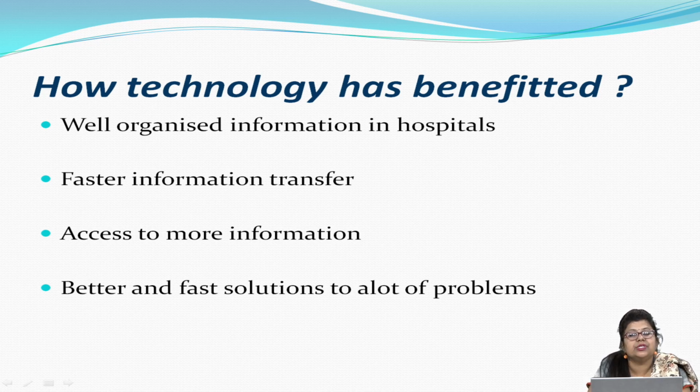Access to more information. Suppose a particular person is suffering from a particular disease, and a similar case has occurred in the past, and the diagnosis has been done and that patient is alive, but the case is critical at this time, so reference can be easily taken from the previous case. So access to more information can be had from different hospitals. Better and faster solutions to a lot of problems can be provided, as with the help of technology you can serve different hospitals, have the linkages and get better data.